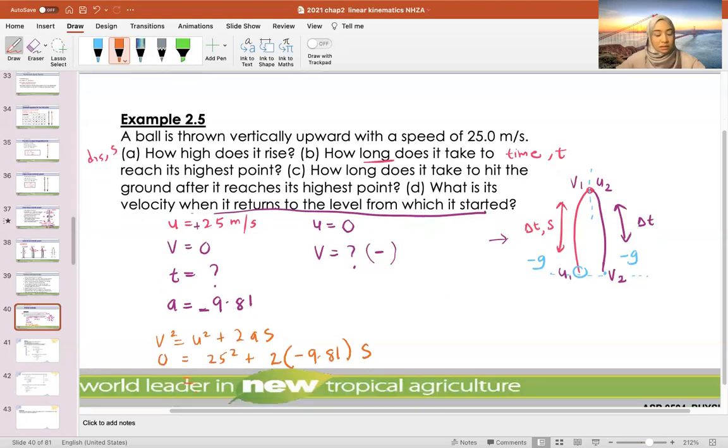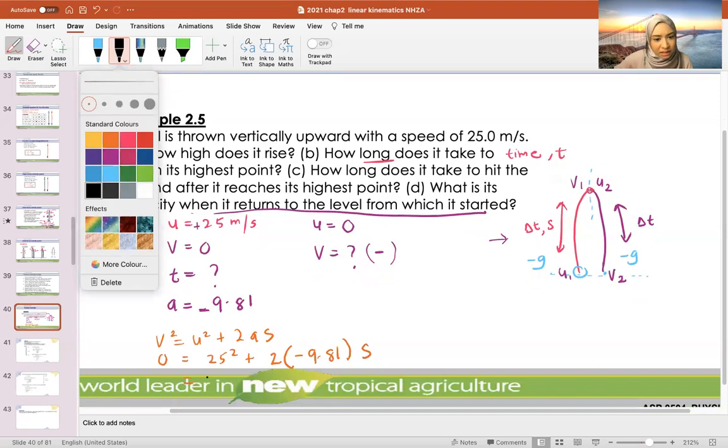So our S is, so that is minus 25 squared divided by 2 divided by minus 9.81. So I would get 31.86. That is 31.86.